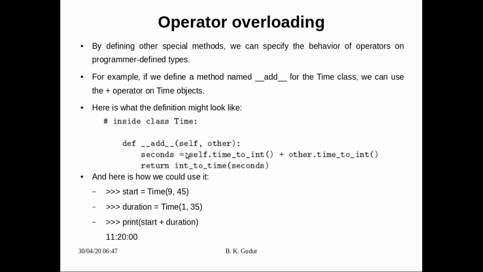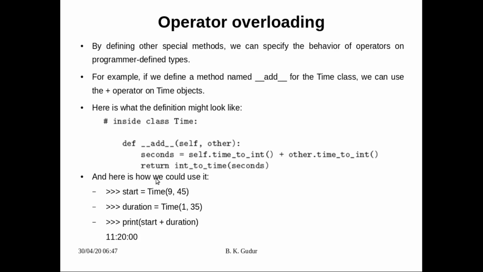Here the simple method we use is to convert the given time to an integer, like self.time_to_int. This is the method we already discussed in previous videos, and the same method is called on the other object. Both return the integer equivalent of a time, and they are added and stored in seconds. Later we use a function called int_to_time, which takes the seconds and converts them to an equivalent time, and that object is returned here.